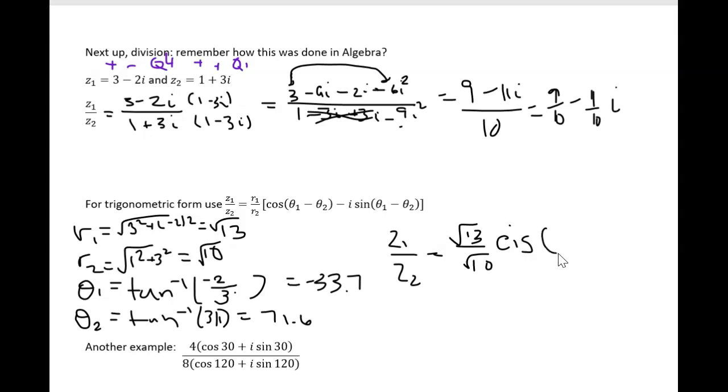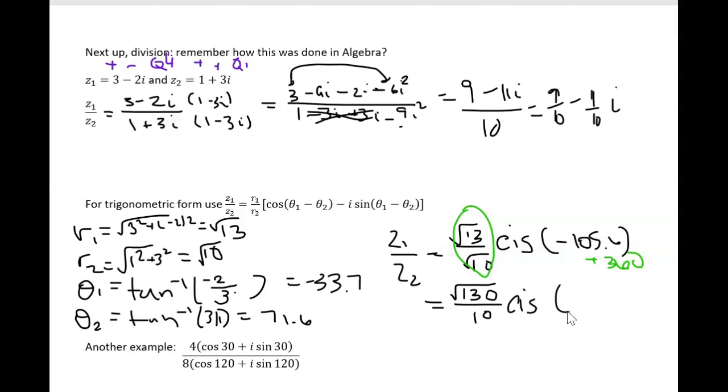CIS, for shorthand, theta 1 minus theta 2. And that is negative, so we're doing negative 33.7 minus 71.6, and that gives us negative 105. As I said in the last example, don't let this be negative and don't let it be more than 360, so we're going to add 360 to this angle. And we're going to simplify this radical by rationalizing it. That gives me the square root of 130 over 10, by multiplying numerator and denominator by rad 10.